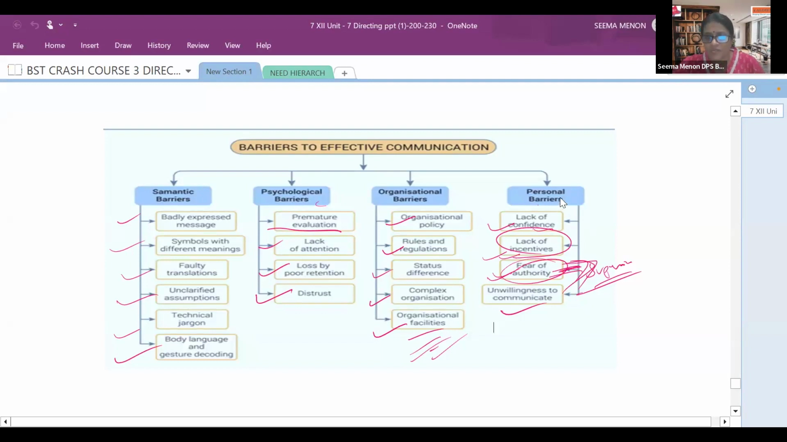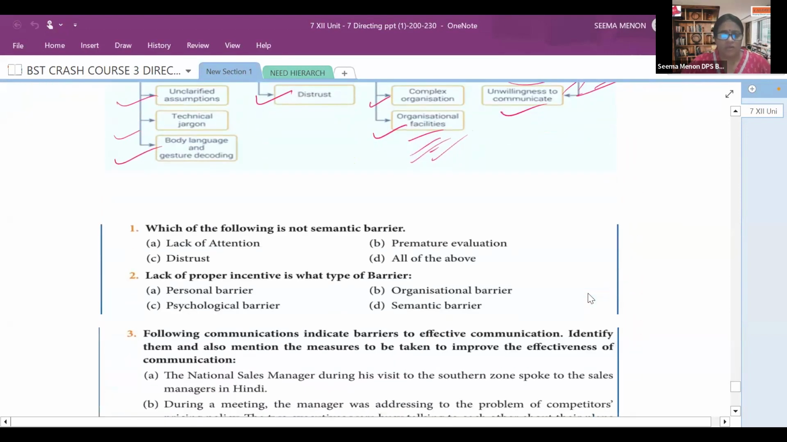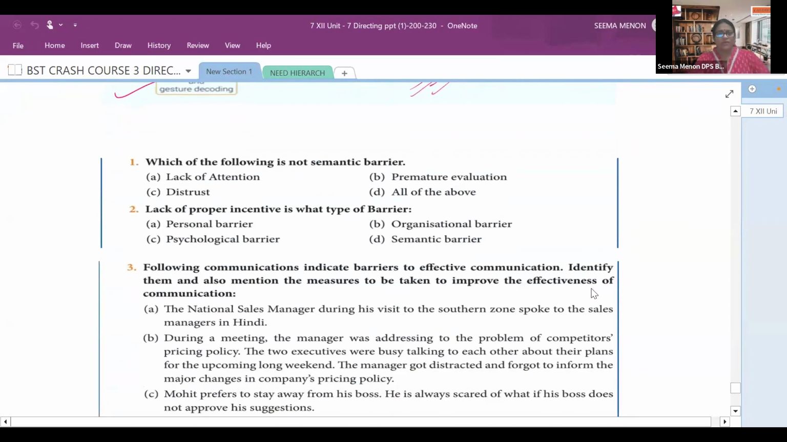Lack of, next one, personal barrier: lack of confidence, lack of incentive, fear of authority, unwillingness to communicate. Who will be unwilling? The subordinate. Now let's see, here a few MCQs are there. Then after that, you can see a few case study questions are there. Let's try to answer one by one. So what will come here?